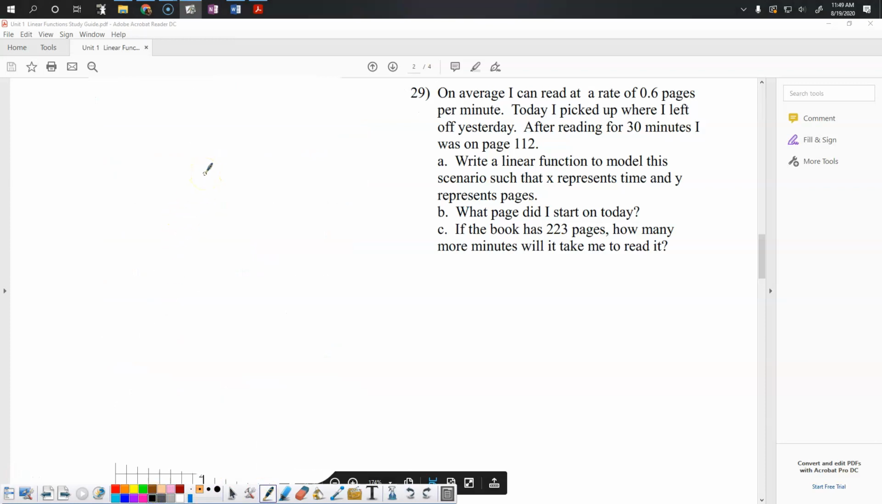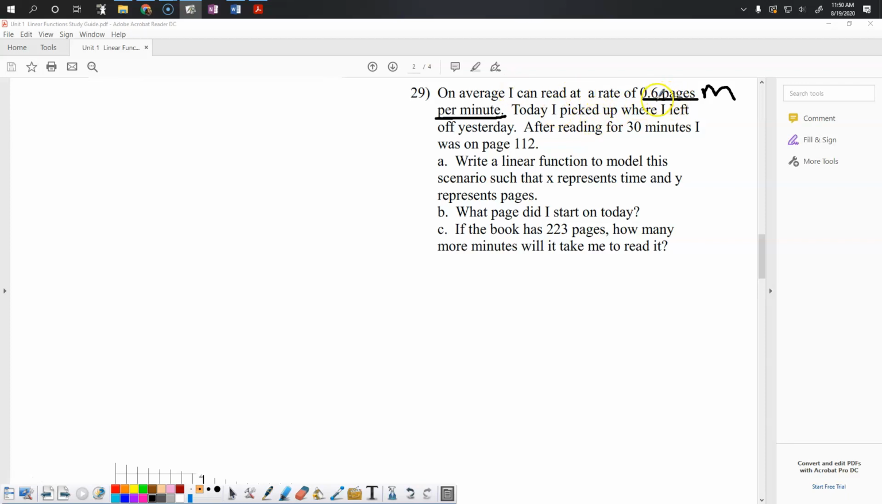All right. So on this problem here, it says on average I can read at a rate of 0.6 pages per minute. Now when you see that word per, or it could be the word every, either way, that means that's our slope. So my slope is 0.6. Now the slope can either be positive or negative. If the amount of whatever you're looking at is increasing, then it's positive. But if the amount you're looking at is decreasing, then it's negative.